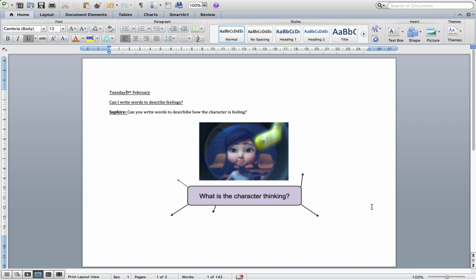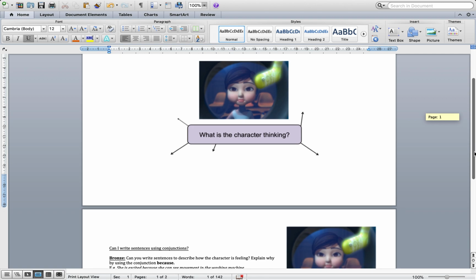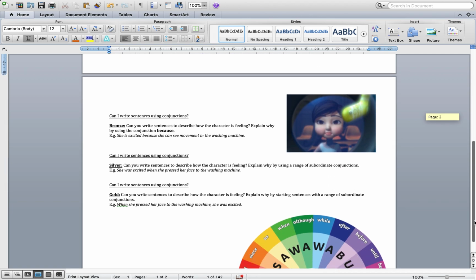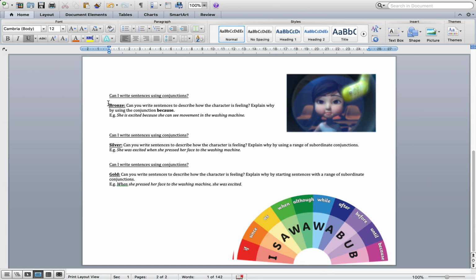Is she amazed? Is she excited? Is she worried? Is she scared? So you're simply to just jot down words. Okay, the bronze challenge today, where most of you will start either on bronze or silver. So bronze, can you write sentences to describe how the character is feeling, explaining why? So you're going to use the subordinate conjunction because. So you might say she is excited because she can see movement in the washing machine.